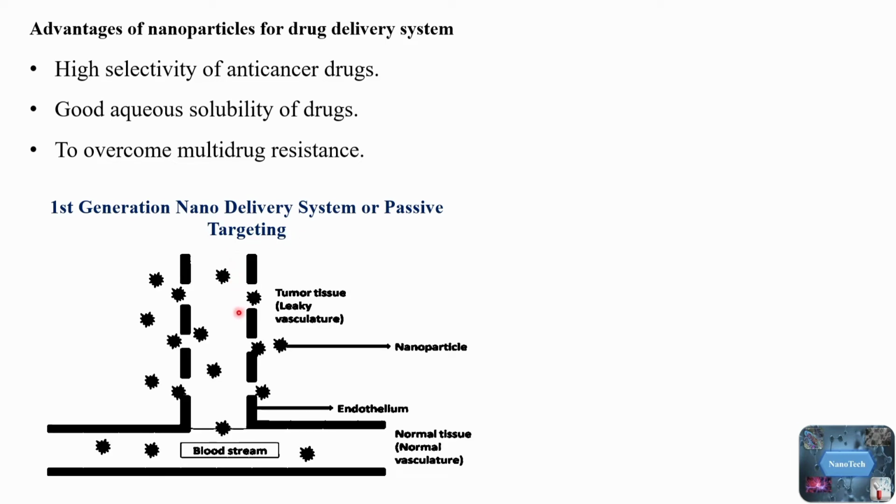Types of targeting by nanomaterials. First-generation nano delivery system, or passive targeting. Passive targeting takes the benefit of permeability of tumor tissues. Leaky and defective vasculature of fast-growing cancerous tissues can be taken into advantage to achieve passive targeting of chemotherapeutic drugs. This is called the enhanced permeation and retention effect, or EPR effect.